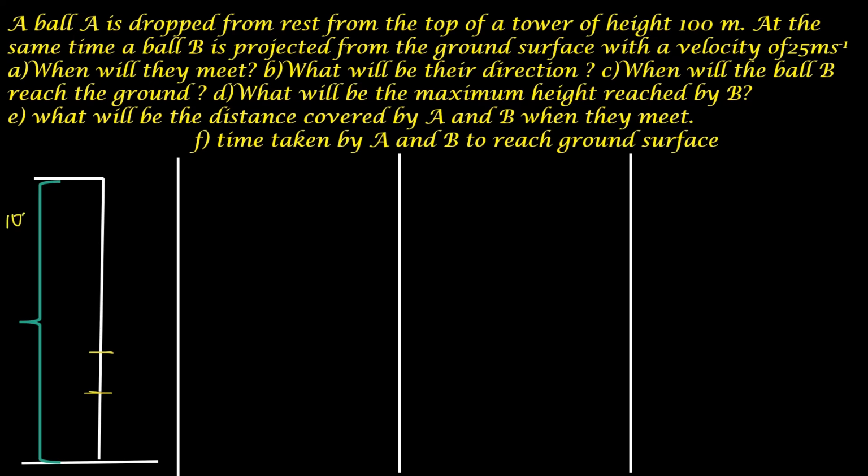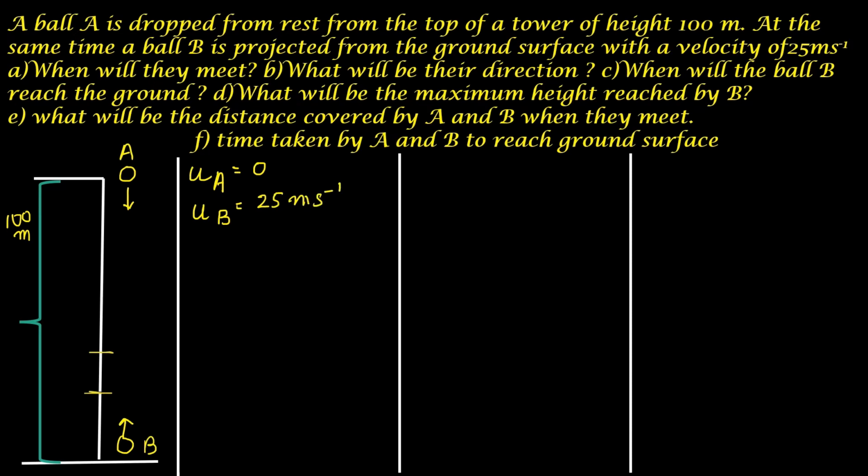The height of the tower is 100 meters. Ball A is dropped from the top of the tower from rest. It moves in the downward direction. Simultaneously, ball B is projected upward. Initial velocity of ball A, that is UA, is equal to 0 because it is released from rest. Initial velocity of ball B, UB, is equal to 25 meters per second.